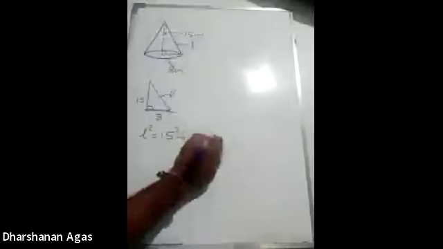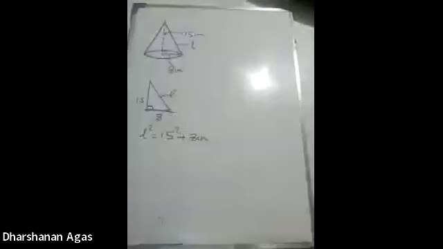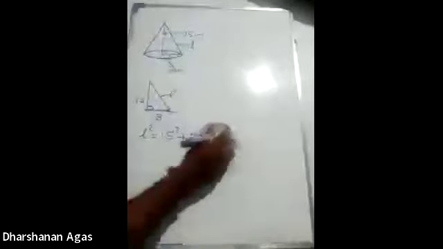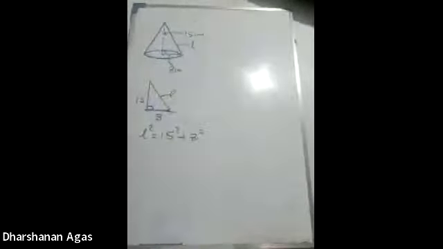Then only you can find the curved surface. The question second one, curved surface. By using slant height, you can find the curved surface. How to find the slant height? Directly I didn't give it like the earlier one. I gave the perpendicular height of the cone and the base radius.